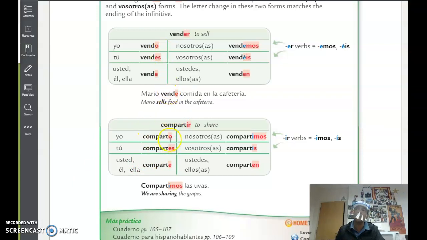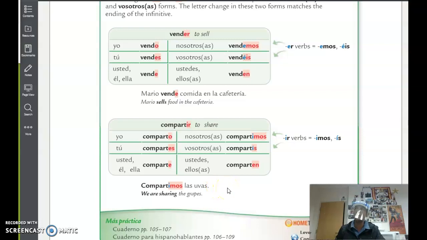Vendo, comparto. Compartes, vendes. Vende, comparte. And now here's the difference. Compartimos, vendemos. Vendéis, compartís. And then it goes back to normal. Ustedes, ellos, and ellas is an EN, comparten. Compartimos las uvas. We share in the grapes.